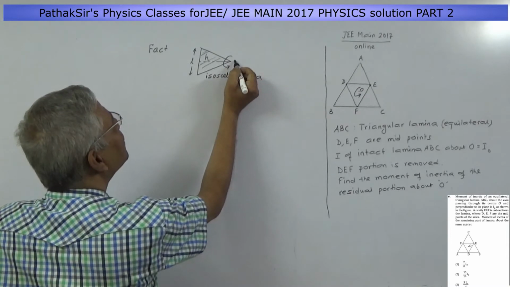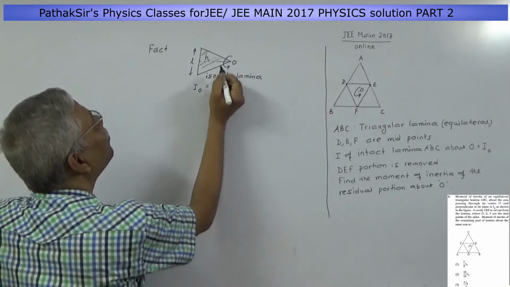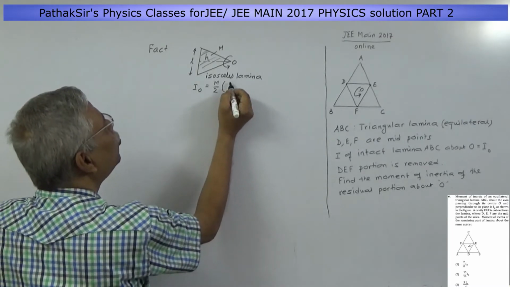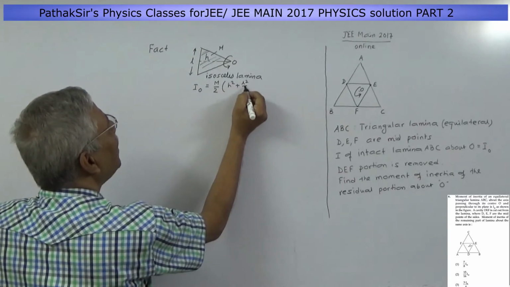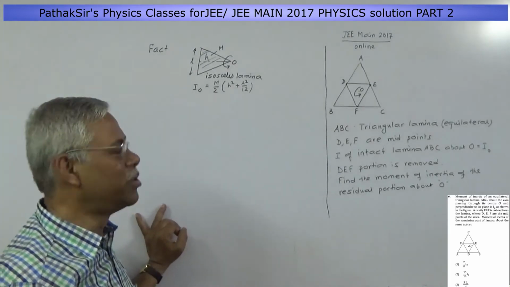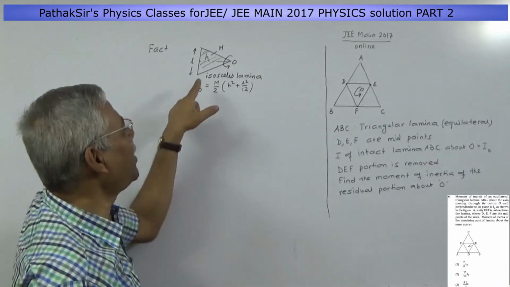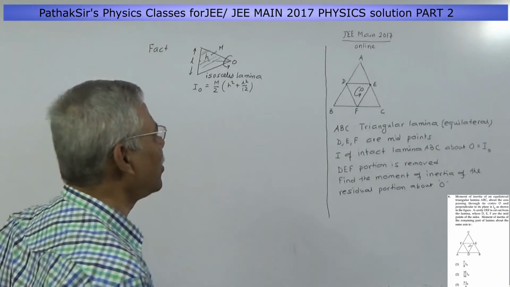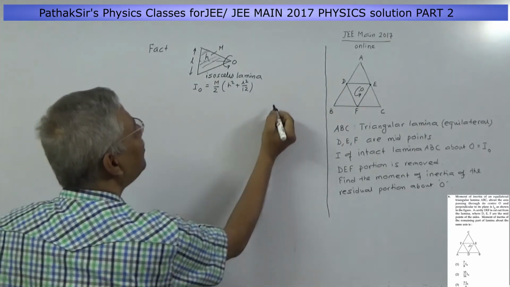About this axis, the moment of inertia about the axis through O, mass of this is suppose m, is m by 2 into h square plus L square by 12. This can be derived and proved, but I will advise you to remember it as a standard formula. Do not forget that this has to be an isosceles triangular lamina. We will apply this here. First of all, consider the given triangle.